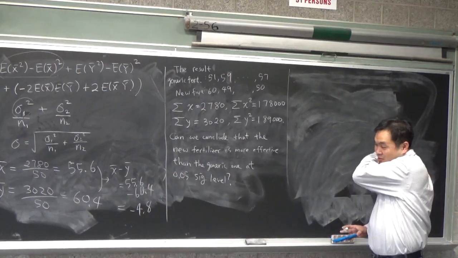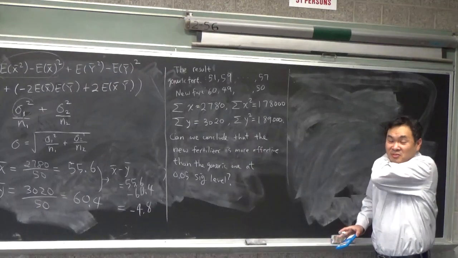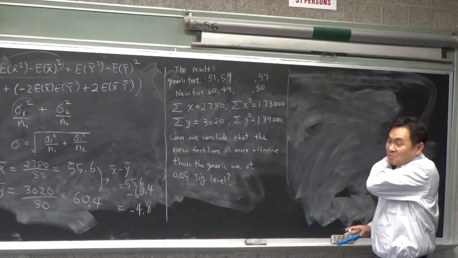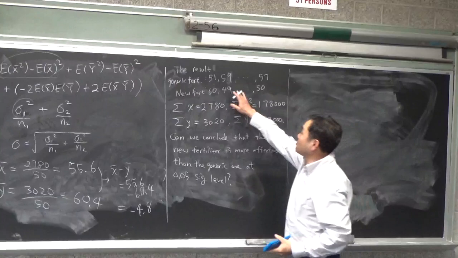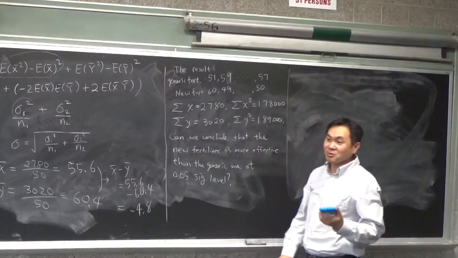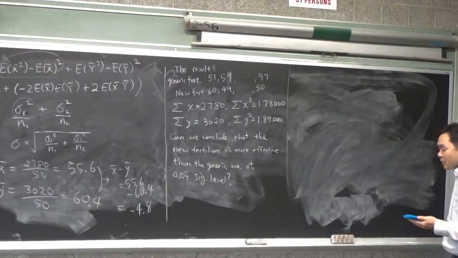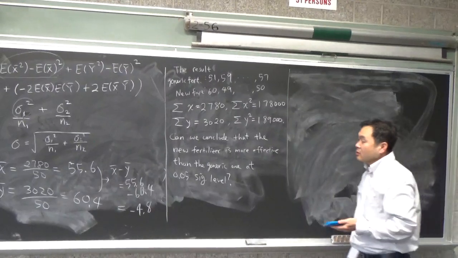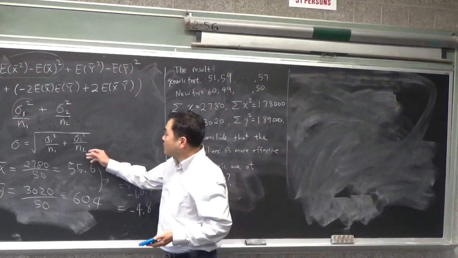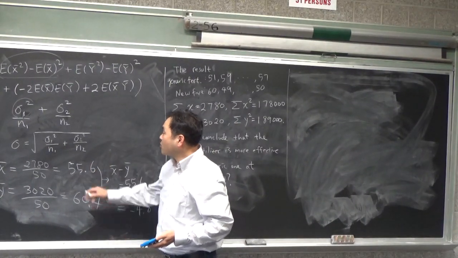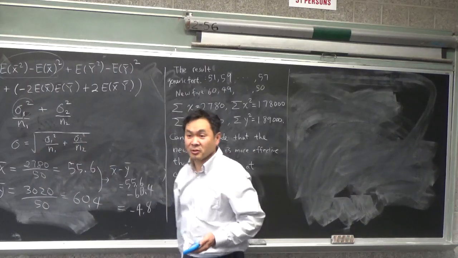So that's nice. But with just 50 samples, can you just say that this one really is better than the other? How do we know? That's something to think about. So let's continue on. Now, because we have this, we need to calculate sigma 1 and sigma 2 separately.